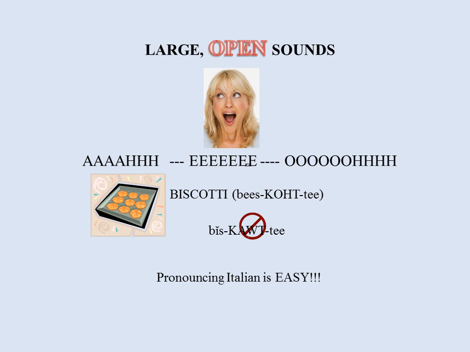Italian vowel sounds are large, open sounds. Resist the urge to give a vowel a flat American English pronunciation. The Italian word for cookies is said biscotti, not biscotti. Pronouncing Italian correctly is easy. Just remember to open your mouth to get the correct round, open sound that is required.